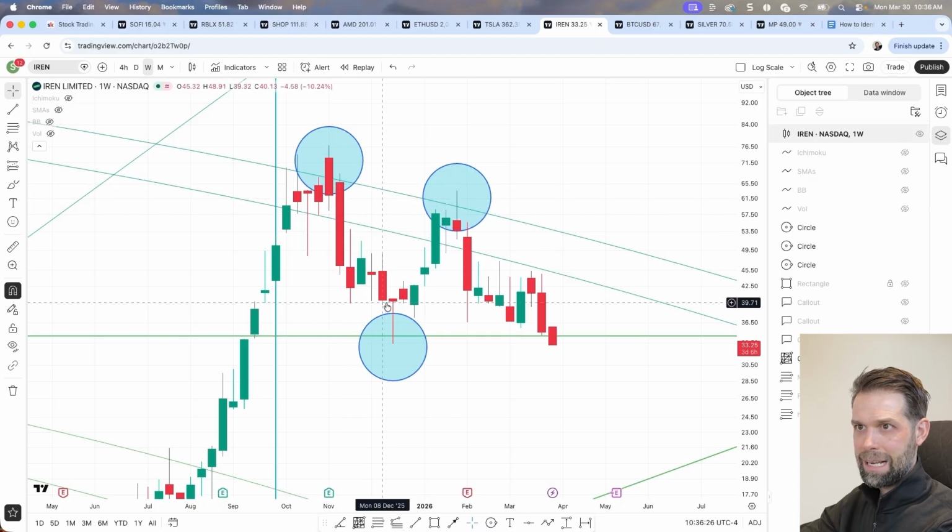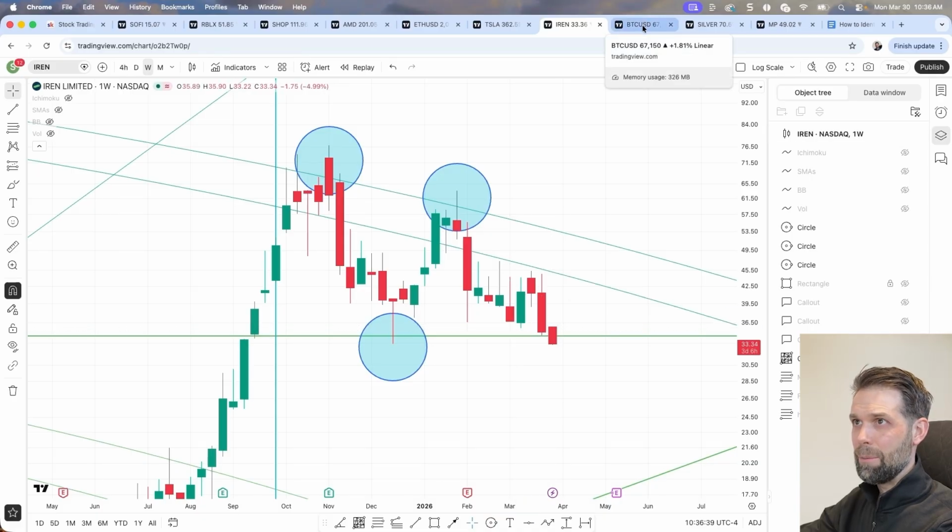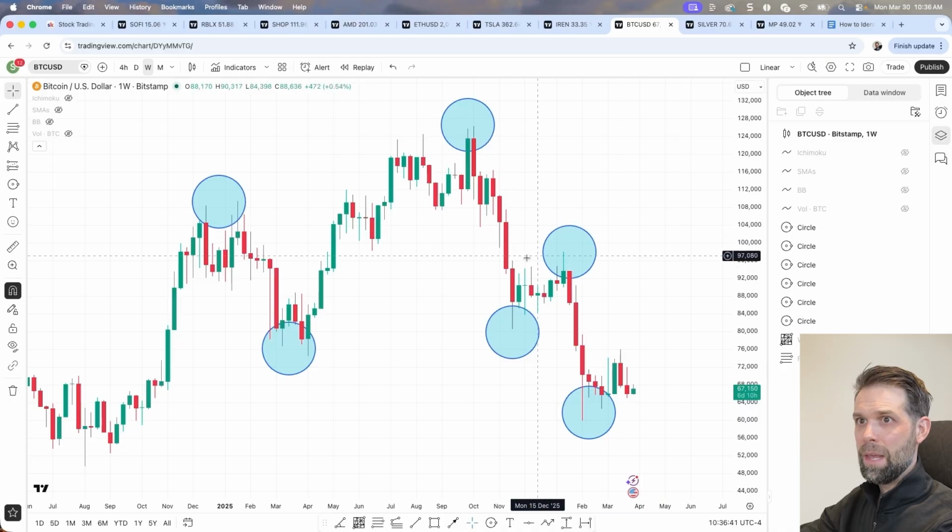And then price came back down and wicked down to this horizontal Gann line, and that was great support back at the end of 2025. And currently, price is interacting with that zone at the moment. Another example we can look at is Bitcoin. I've highlighted some resistance and support zones on this chart as well.